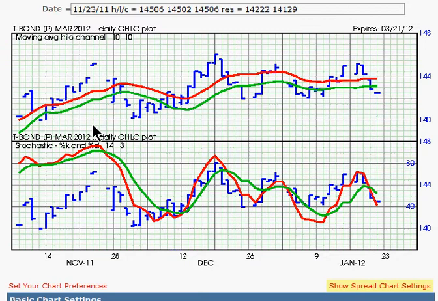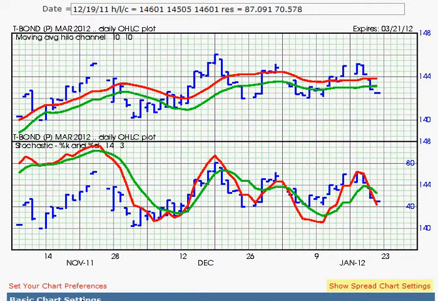I think what bonds did is they made a double top here on a bearish divergence on the stochastics down below, and then it kind of made a lower test of the high, and it's breaking down below the 10-10 bands, and I think bonds are going to continue lower from here.